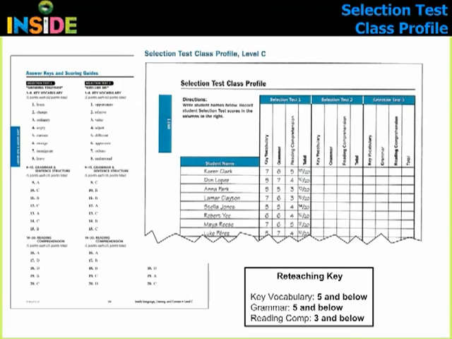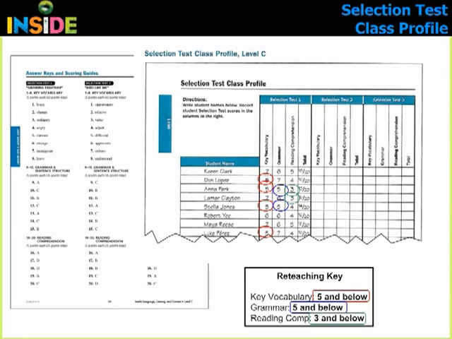After scoring your selection test using the answer key in the back of the assessment handbook or utilizing your e-assessment platform, use the selection test class profile to determine if students need reteaching. If a student doesn't master a specific reporting category, reteaching is necessary. You may want to use different colored highlighters or markers to help you easily see which students need reteaching in each reporting category. Using this reteaching key and sample class profile, we can see that 4 students need reteaching in key vocabulary. 2 students need reteaching in grammar and reading comprehension.